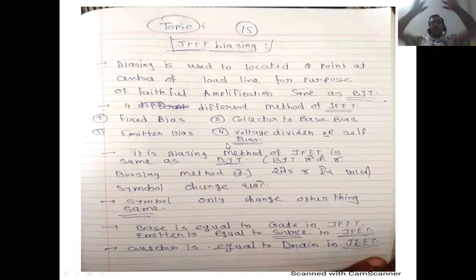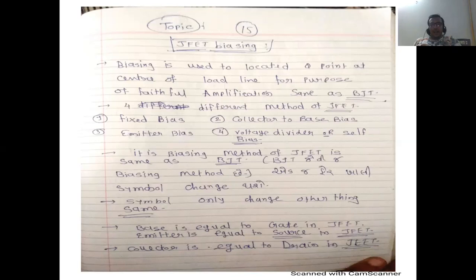JFET biasing. What is the meaning of biasing? Biasing is used to locate Q point at the center of the DC load line. It is the fundamental concept of transistor. The same can be applied in JFET. So there are four types of biasing: fixed bias, collector to base bias, emitter bias, and voltage divider bias.